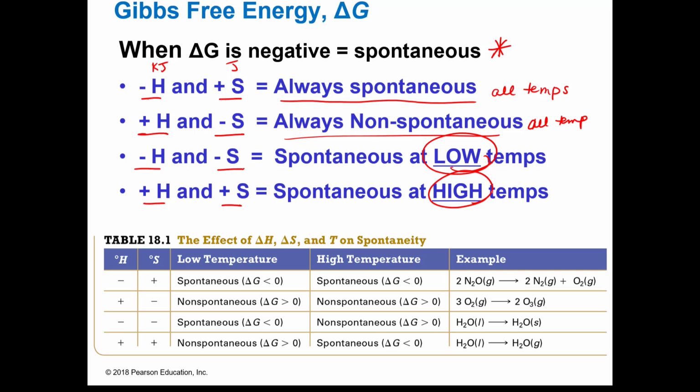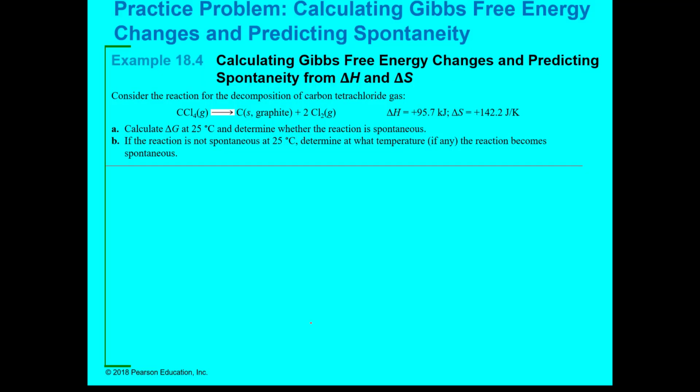So if the delta H is negative and delta S is positive, it's spontaneous at all temperatures. Okay? If it's positive, negative, it's non-spontaneous at all temperatures. If both are negative, it's low temperatures. If both are positive, it's high temperatures. So this is very, very much associated with what the temperature is that you're looking at.